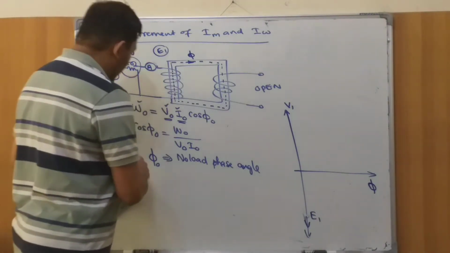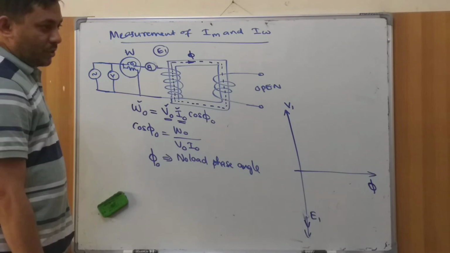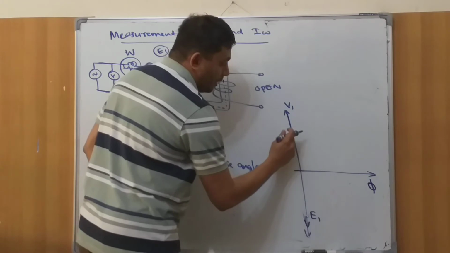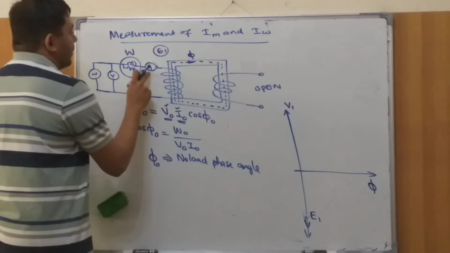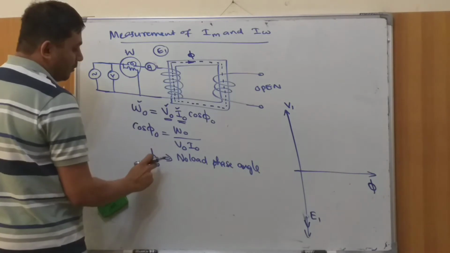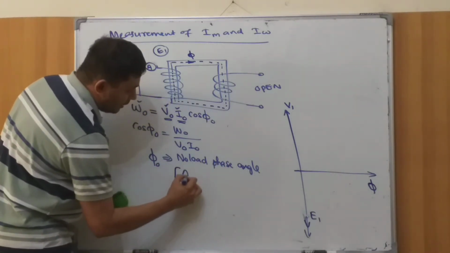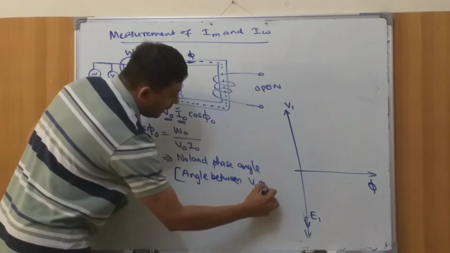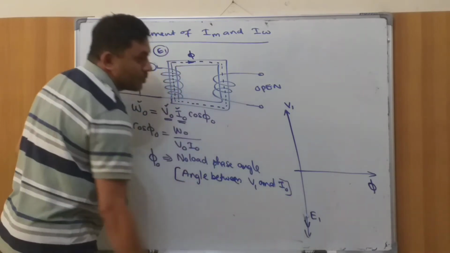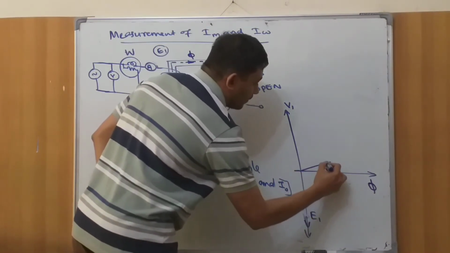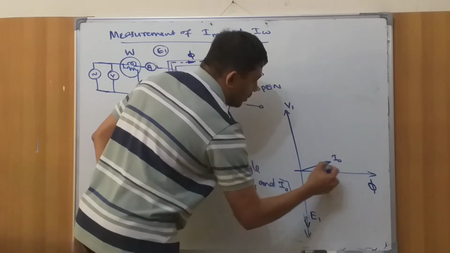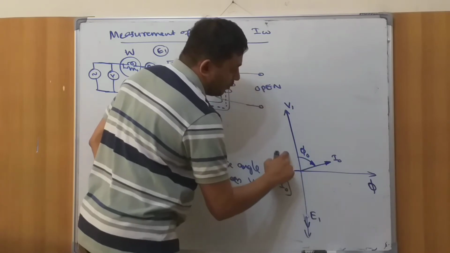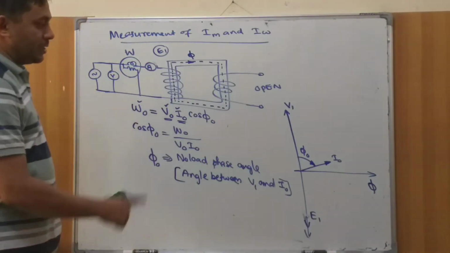Okay. Now we have to mark I0. What is I0? I0 is nothing but the no load current, right? So I am going to mark it with reference to V1, because I0 is the current in the primary, right? So what does phi 0 indicate? The phi 0 is the no load phase angle. It is nothing but the angle between V1 and I0, right? So I am going to draw an angle here, which is nothing but I0. This angle is called phi 0. Why from here? Because it is between voltage and current, correct? So this is the phi 0 value.